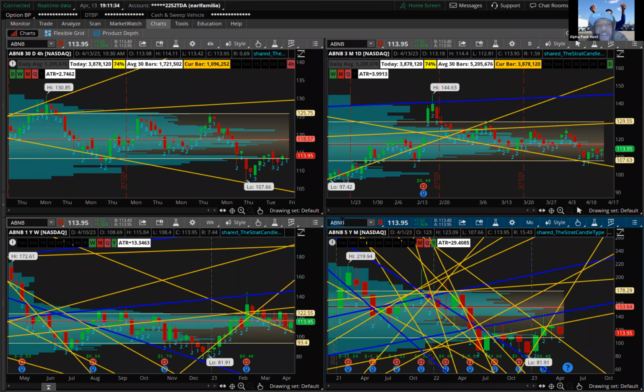Why is somebody in here gonna try to buy it in the morning off the lows? They're gonna buy it up at the lows. Don't do that. All right, Airbnb.